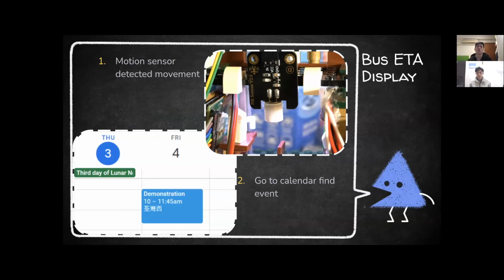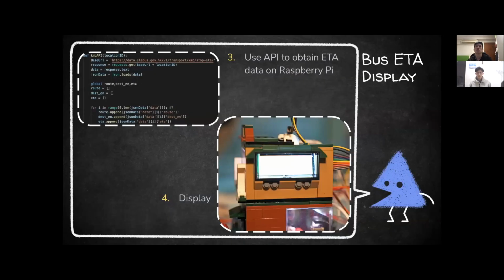So here's the motion sensor and the calendar event. We can see that the calendar event is going to Chunwan West, and we will use the CAN-B API. Then we finally display it on the LCD screen.